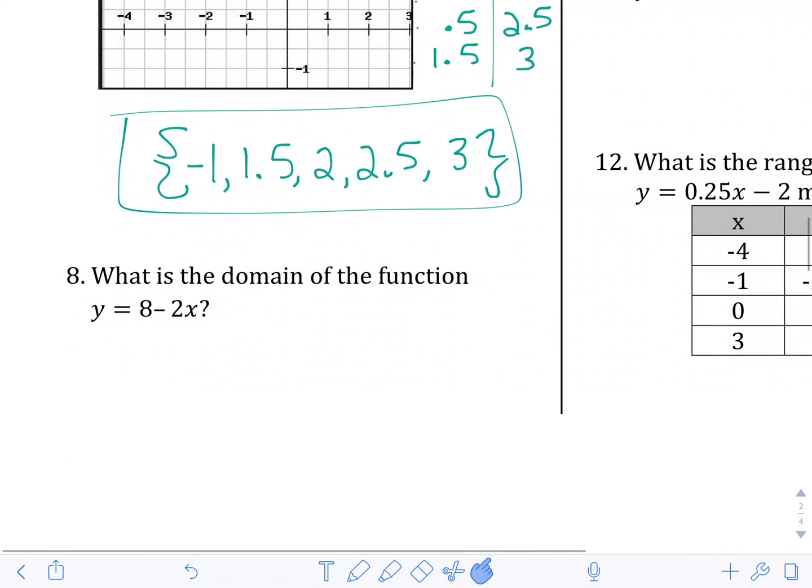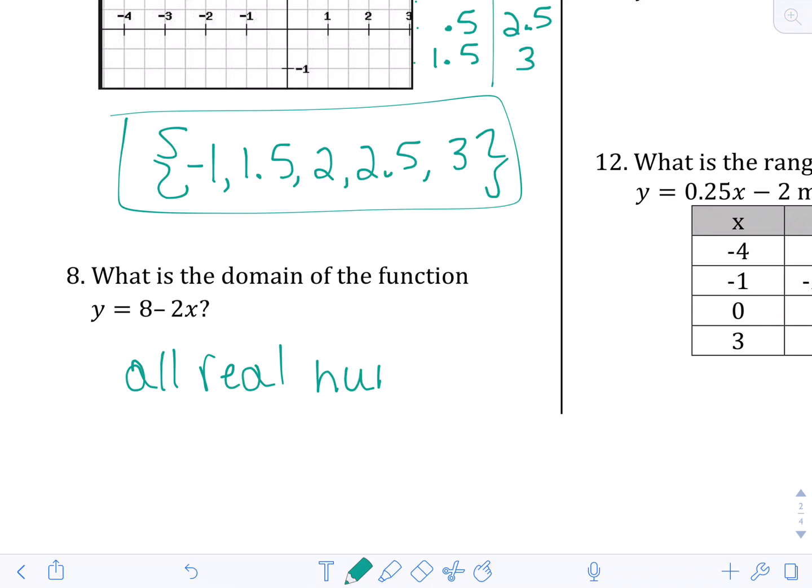Okay, number 8, what's the domain of the function y equals 8 minus 2x? When you put that into your calculator and look at your table, you will get a line that goes on forever and ever in both directions, so your domain is all real numbers, which can be seen as your fancy little R, which can also be negative infinity less than x less than infinity.